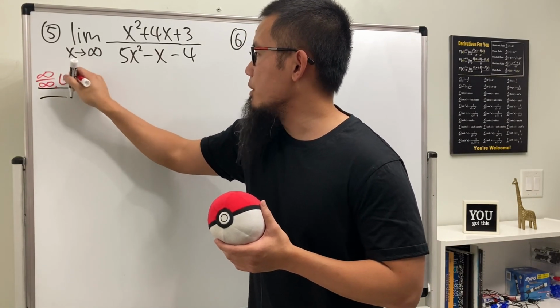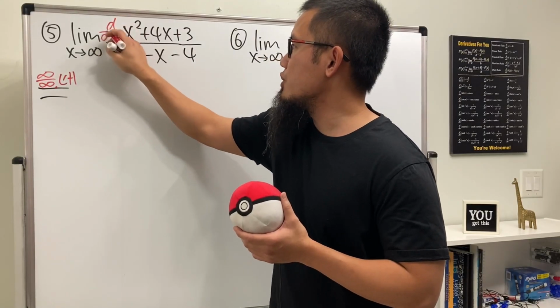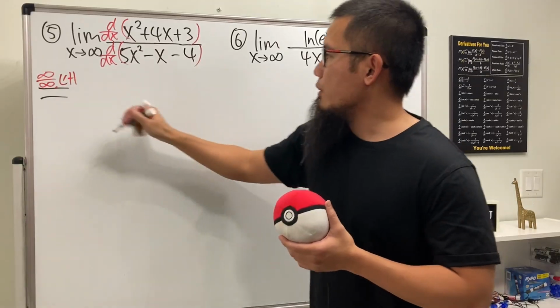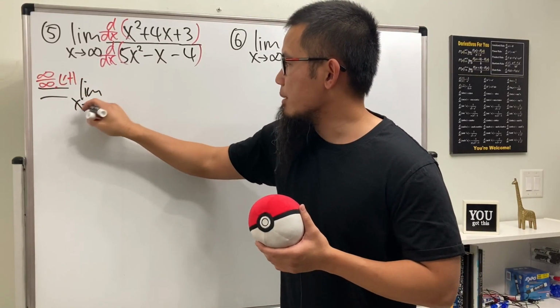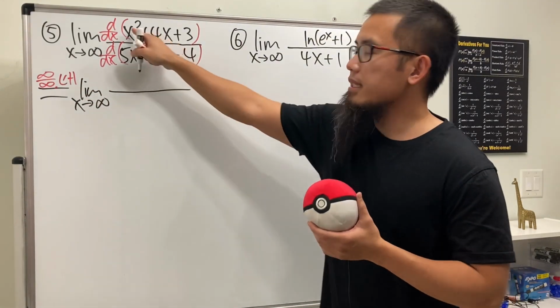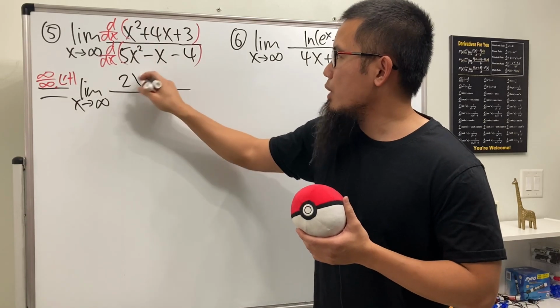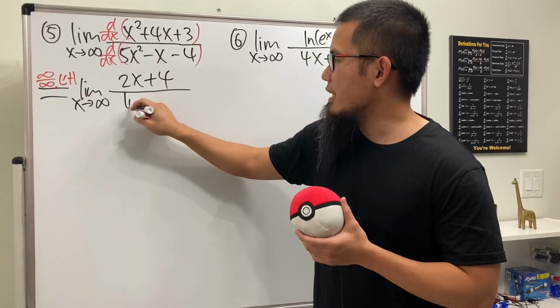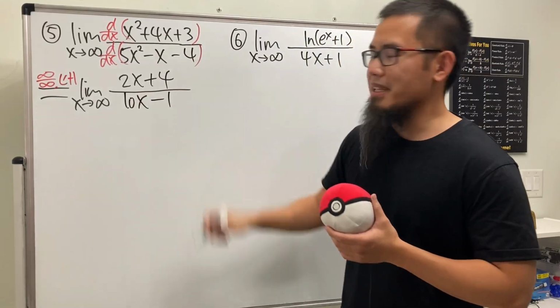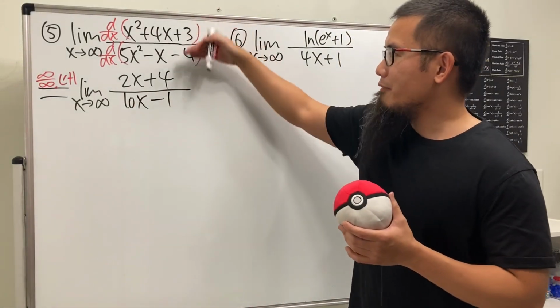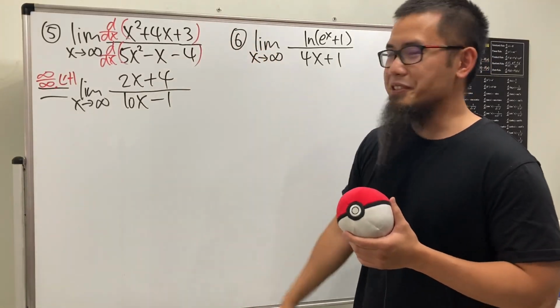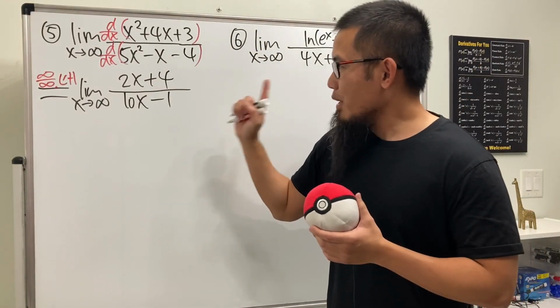And then we are using L'Hopital's rule. So go ahead and just differentiate the top and then differentiate the bottom. Alright, this is the limit as x approaching infinity, and we get the derivative, which is 2x plus 4, done. On the bottom, we have 10x minus 1, done. And by the way though, do not factor anything. You could, but like, don't factor anything. Just differentiate, it's okay. And now this is what we have.